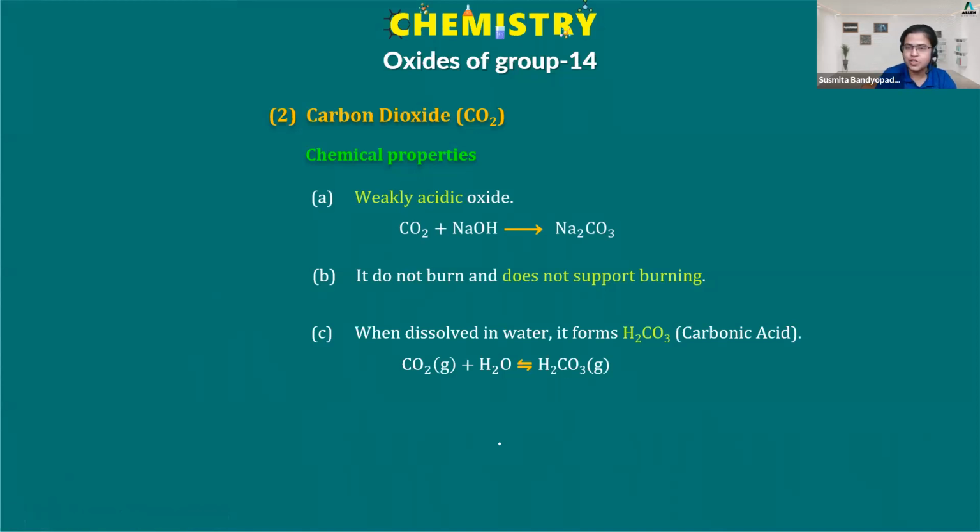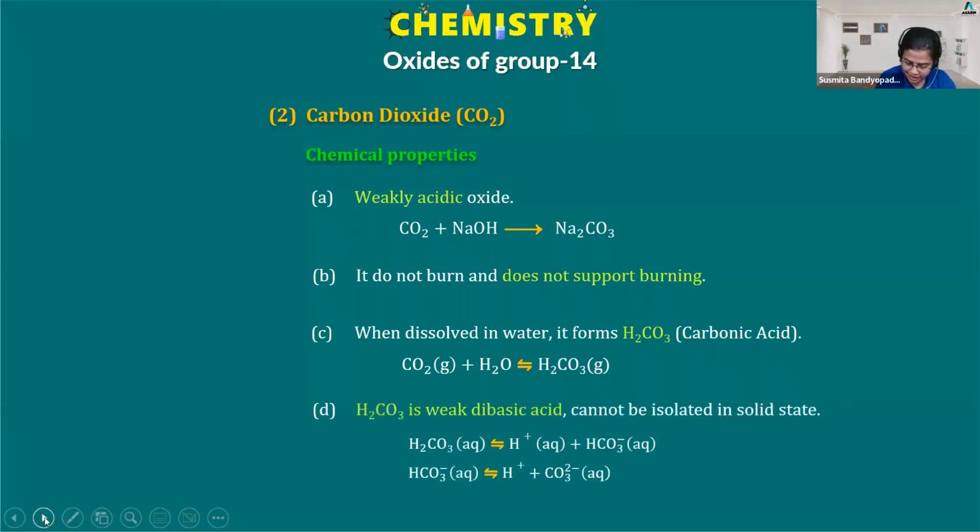Anyways, H2CO3 is a dibasic acid, no doubt. Its n factor is 2. It splits as H+ and bicarbonate, which again splits as H+ and carbonate. H2CO3, everyone knows, but I'm again writing: n factor 2, a weak dibasic acid. Degree of dissociation is quite less.